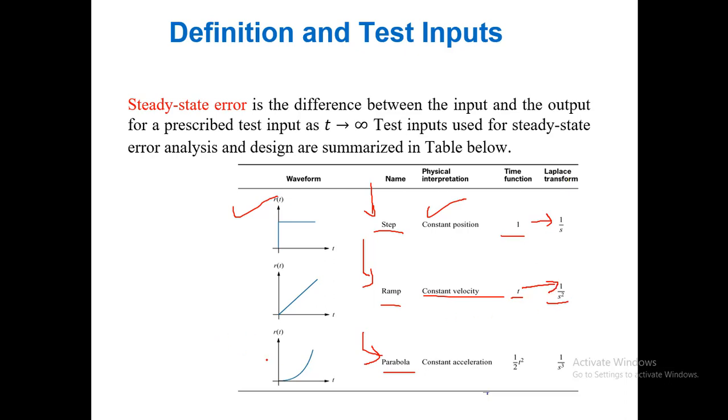Similarly, this is basically constant acceleration. This is a parabolic function, and this diagram I'm talking about is a parabolic expression or shape, and the physical interpretation for this is constant acceleration, and you know that this involves half t square. T square means this will be s cubed over here. So this is the Laplace transformation. This is a good table, that is why it is mentioned over here.